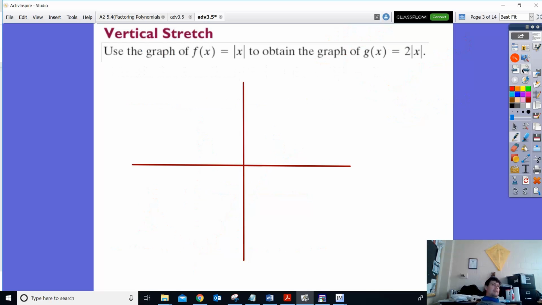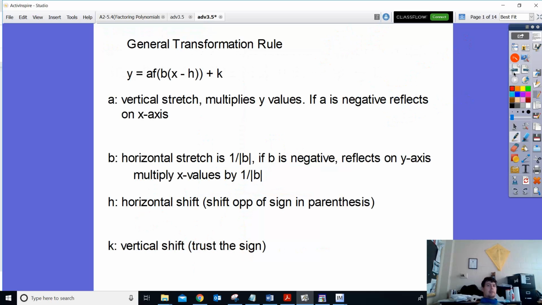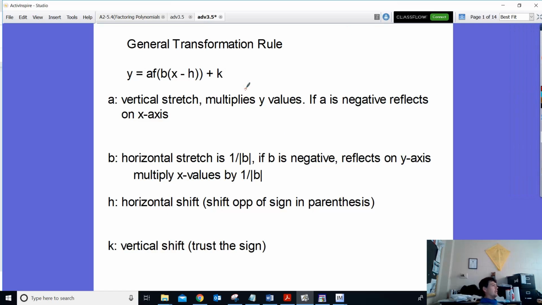All right, use the graph f of x equals the absolute value of x to obtain the graph of g of x equals twice the absolute value of x. Now, that is the a term in the general transformation rule. What's it say it does to the y values?